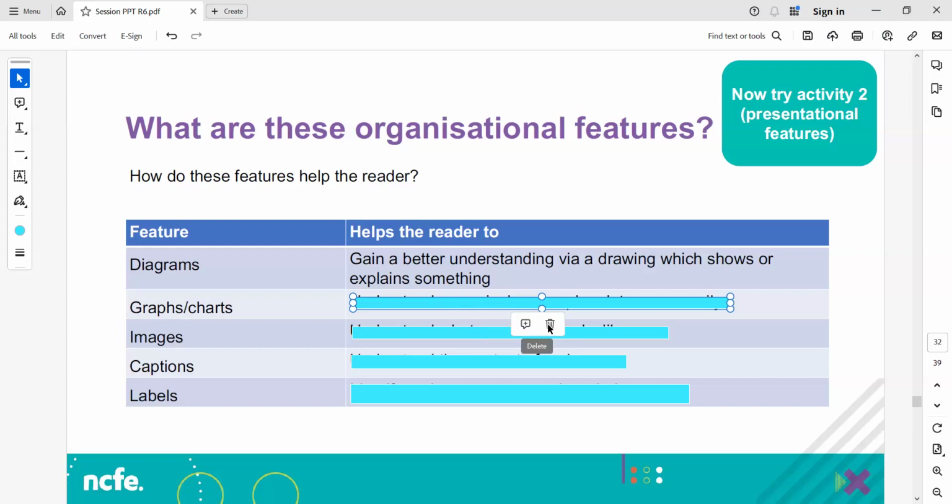So yes, it's numerical information. So it helps us understand numerical data. It helps us to understand that information more easily. We can visualize it.